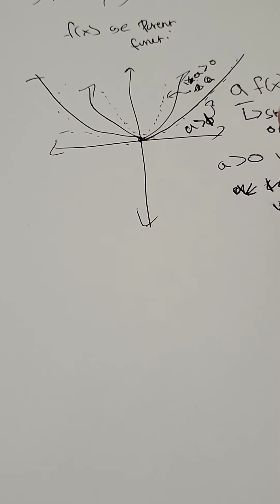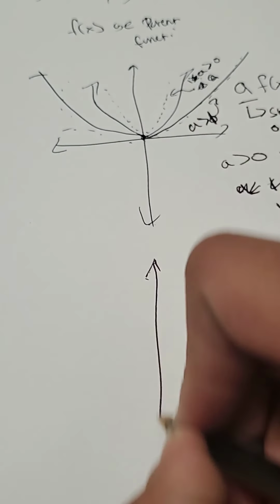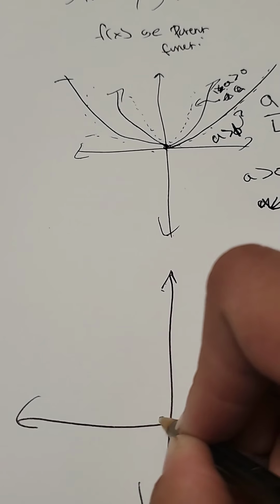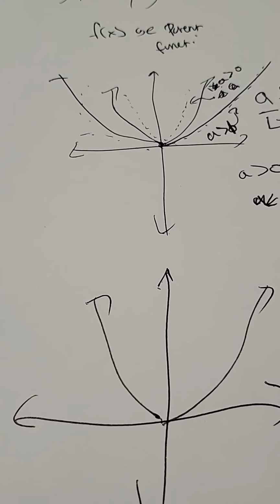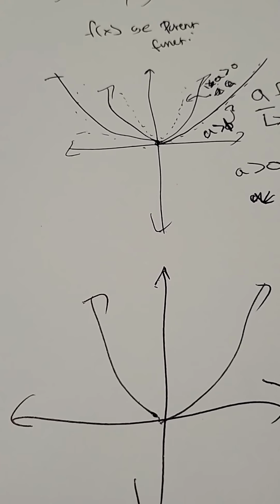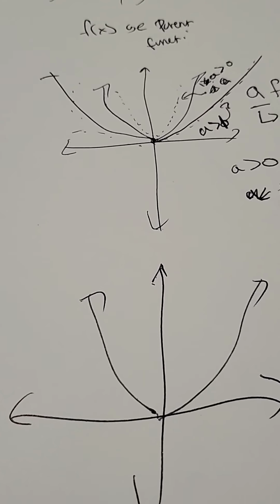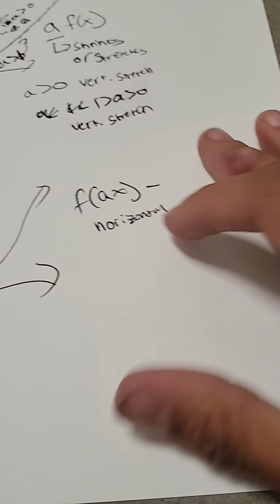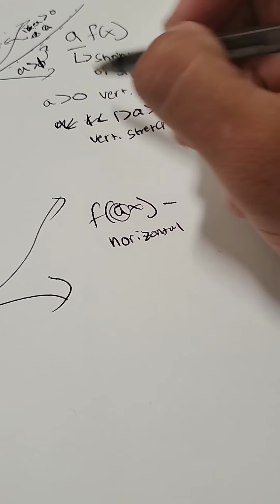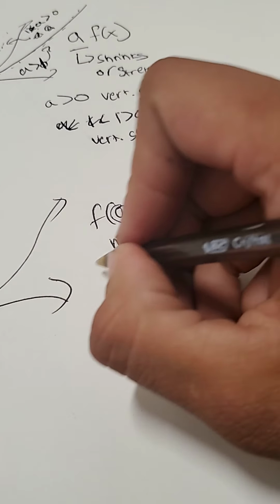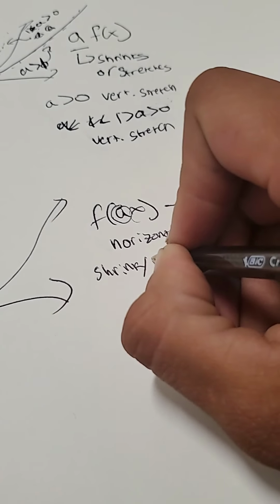Okay, so then we have horizontal shrinks. So if we go back to the same function, and we take a multiplied by x inside of here, we call this a horizontal shrink or stretch. Sorry guys, let me move that over. So if we take that same constant from here and multiply it inside, we call that a horizontal shrink or stretch.